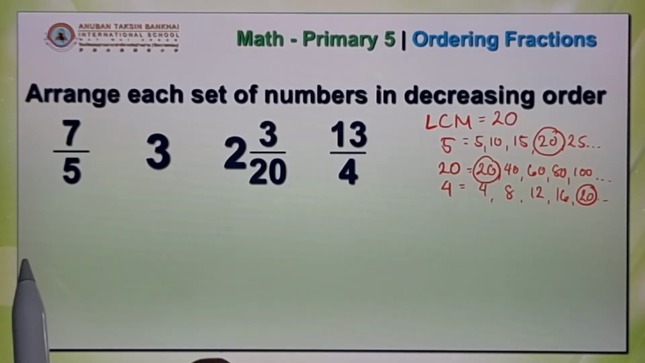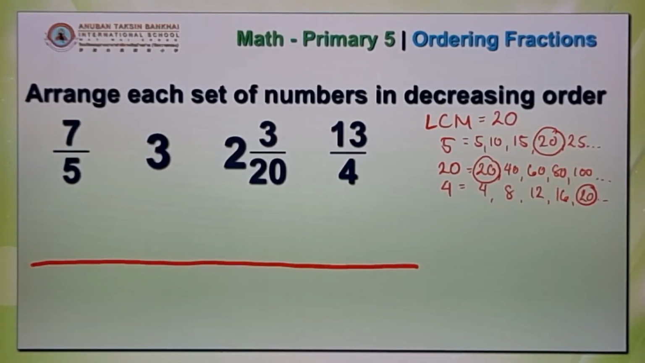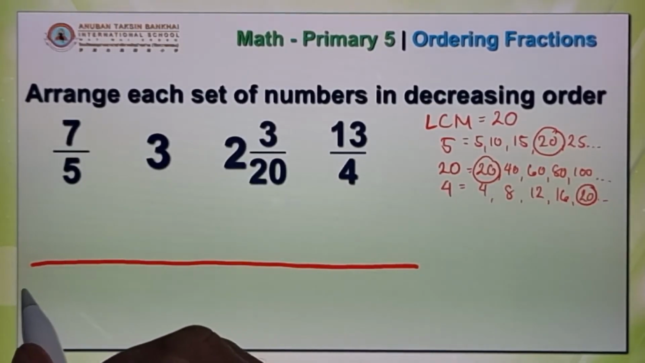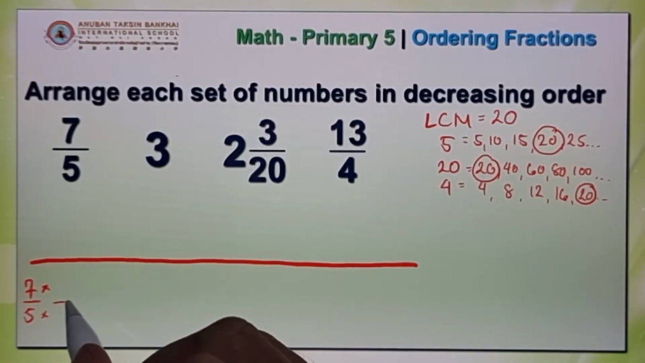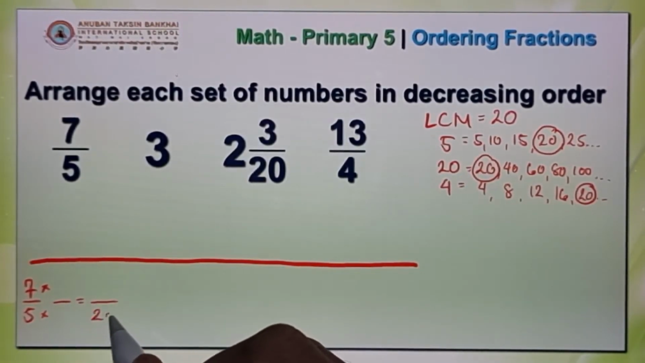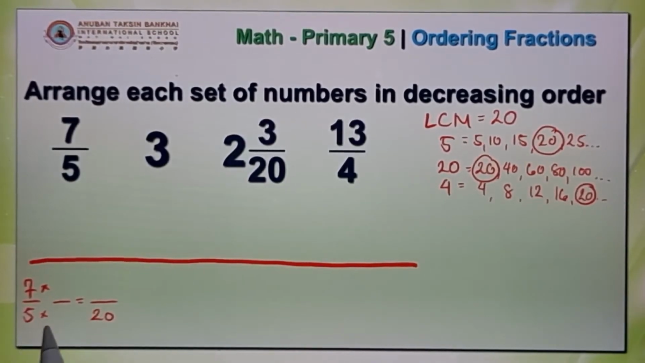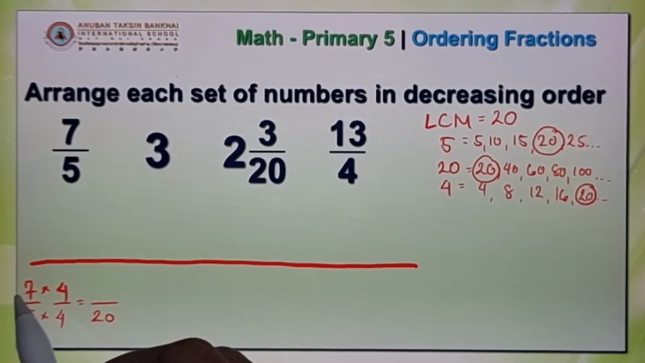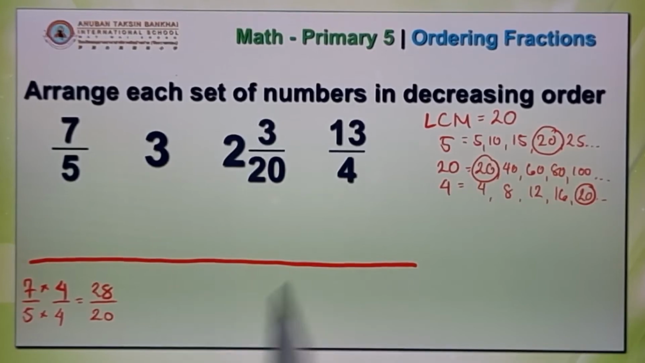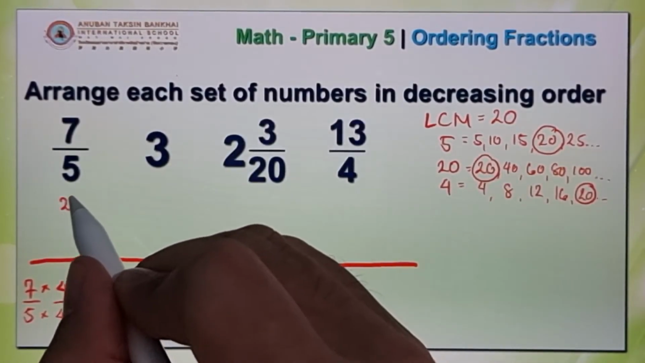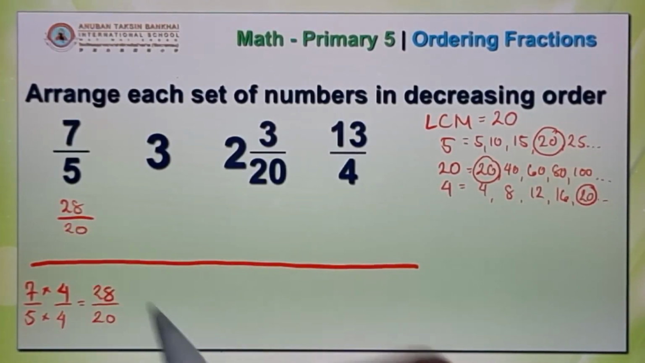Okay, so let's start with 7 over 5. For 7 over 5, we multiply by what number to make the denominator 20? So 5 times, okay, very good, we multiply it by 4. So 5 times 4, we have 20. So therefore, 7 times 4, we have 28. So 7 over 5 is equal to 28 over 20.